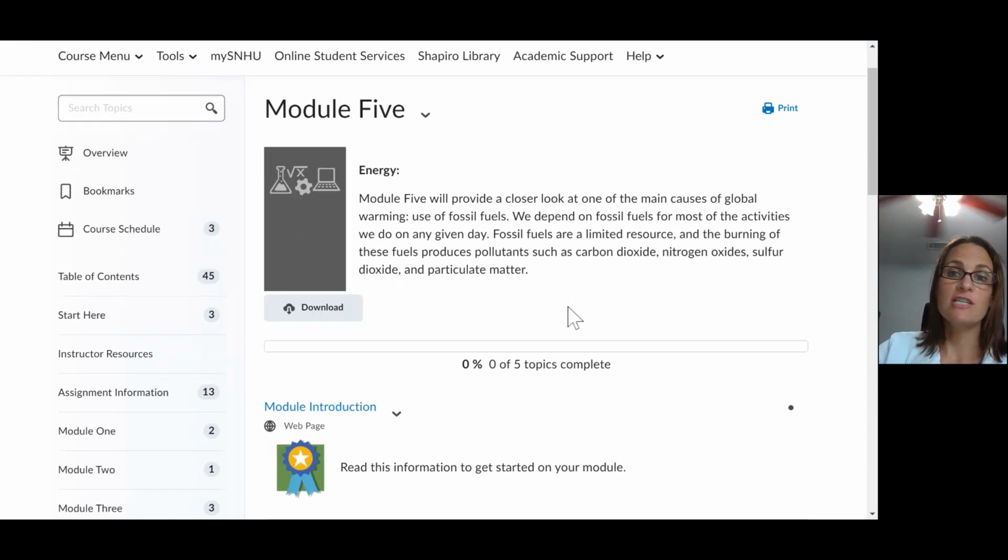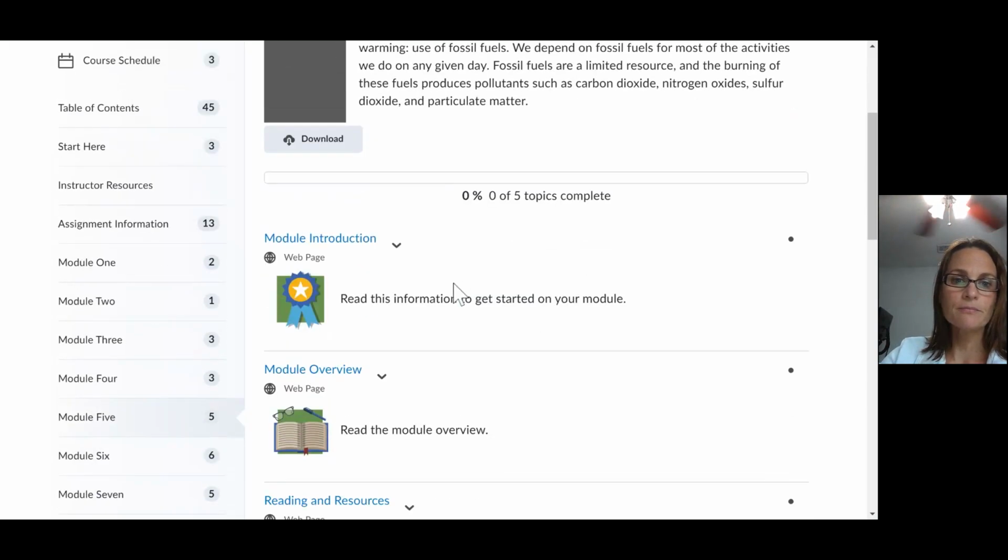So Module 5 here, you're going to take a look at some of the causes of global warming, specifically looking at fossil fuels. So of course, we depend on our fossil fuels for a lot of activities that we do. Look at my fan and my lights on, that is from fossil fuels, right? So let's look at some of the fossil fuels in terms of what emissions are being produced, some of the carbon dioxide, nitrogen oxides, sulfur oxides, as well as particulate matter.